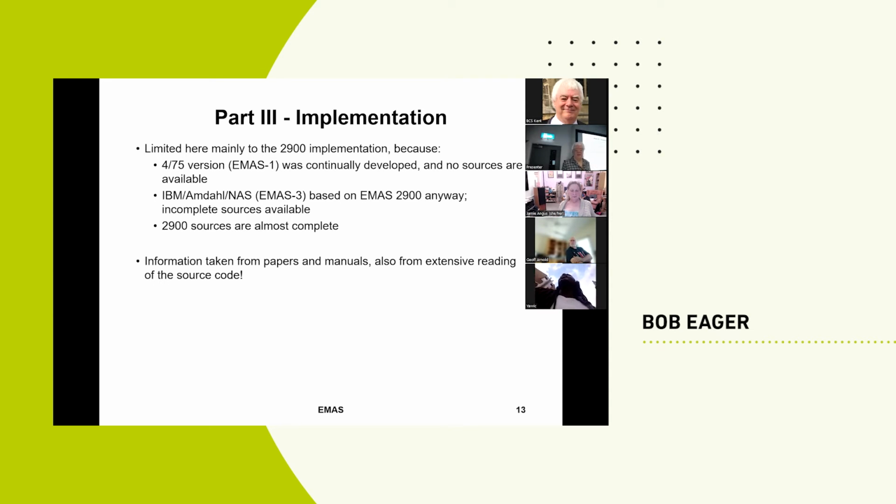Implementation-wise, this is what I'm going to talk about now, which is more technical. The 475 version, I never really saw the source code for, because by the time I got there, it had been gone for several years. The IBM and AMDAL and NAS one, EMAS 3, was based on EMAS 2900, and I do have some of the source code, but not all of it, because I only worked on part of it. The 2900 sources, I have nearly everything in terms of the system source code for the 2900, apart from a couple of pieces.